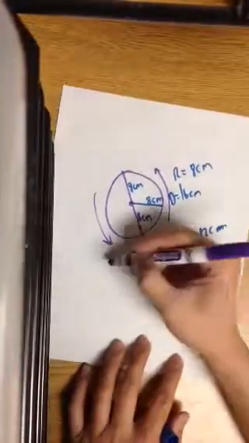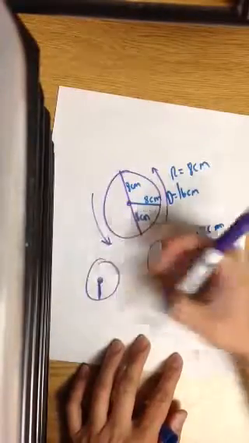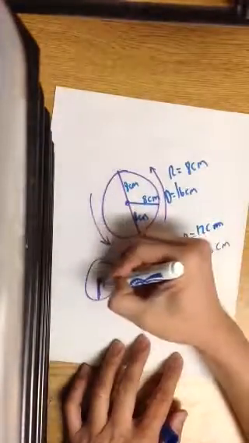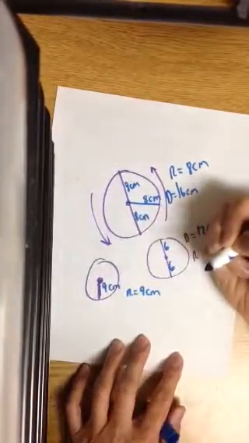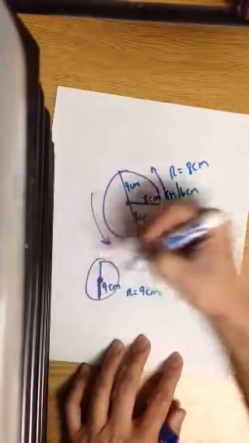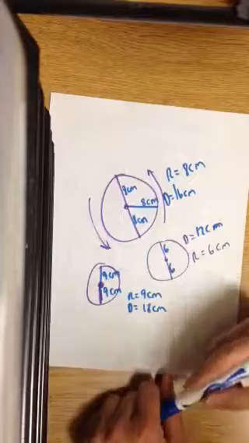Let's try another example. This is a radius. The radius measures 9 centimeters. Draw a diameter from this. The other side will be 9. So the diameter will be 18 centimeters. You double the size of it.